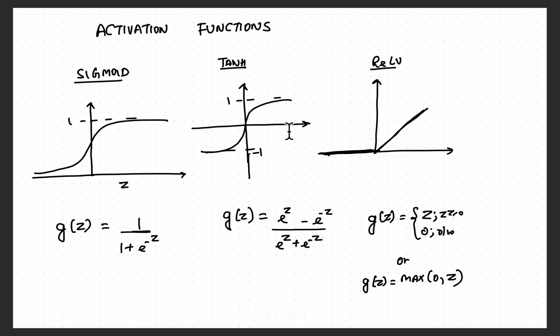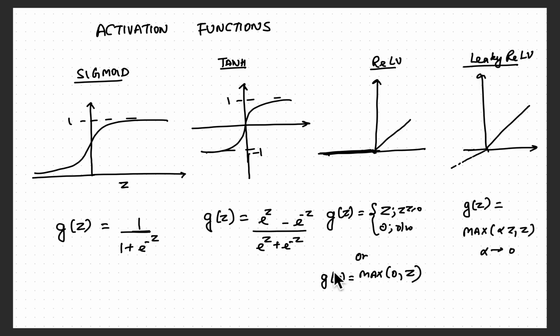Then there is the game changer, the rectified linear unit, which was also used in the 2012 paper by Geoff Hinton and group, and since then has become more or less the de facto activation function in neural networks. A very simple activation function, which just says that g of z is z if z is greater than or equal to 0, or 0 otherwise. Or you can alternatively write this as g of z is the max of 0 and z.